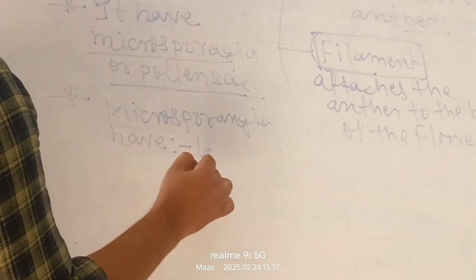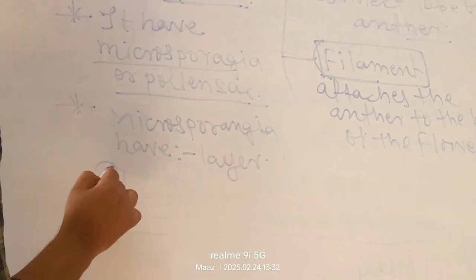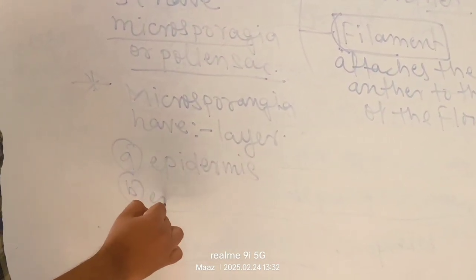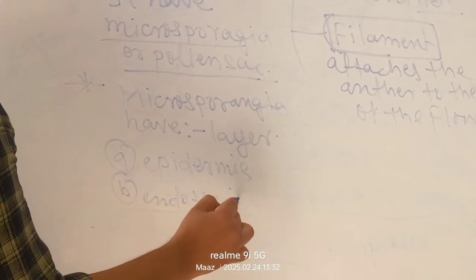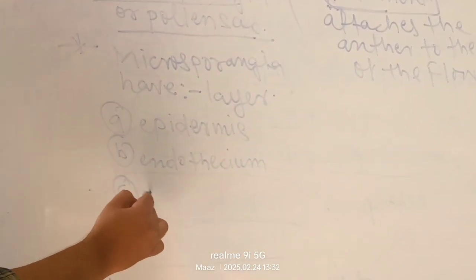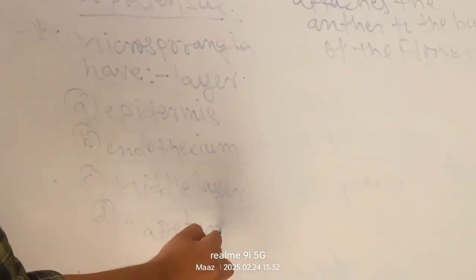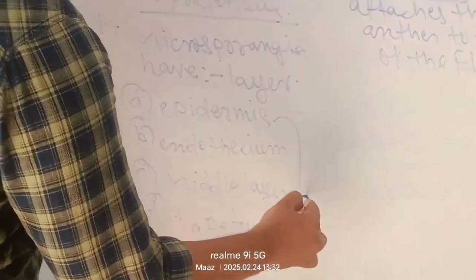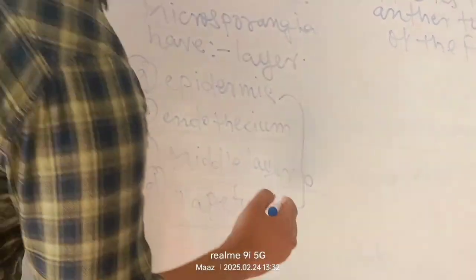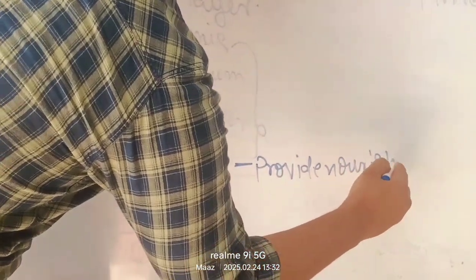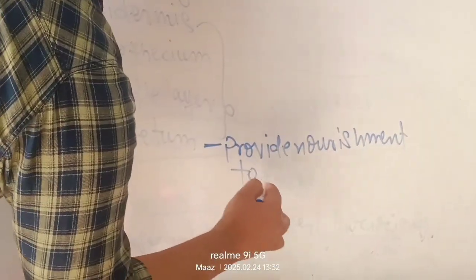layers. The layers are epidermis, endothecium, middle layer, and tapetum. These layers, epidermis, endothecium, and middle layer, provide protection. But this tapetum provides nourishment. Nourishment to whom? Nourishment to developing pollen grains.